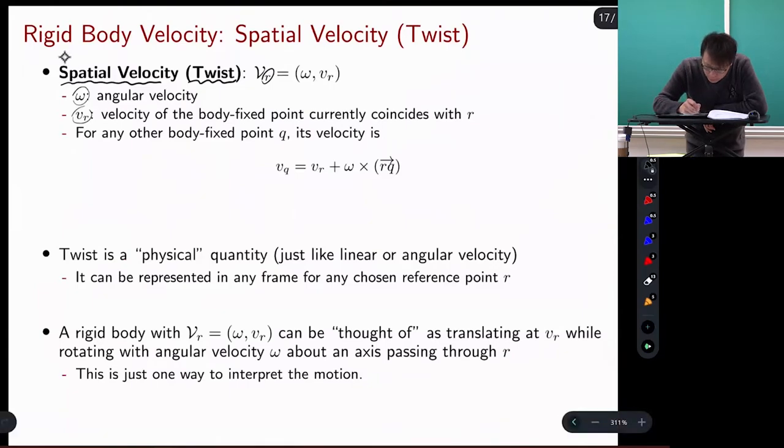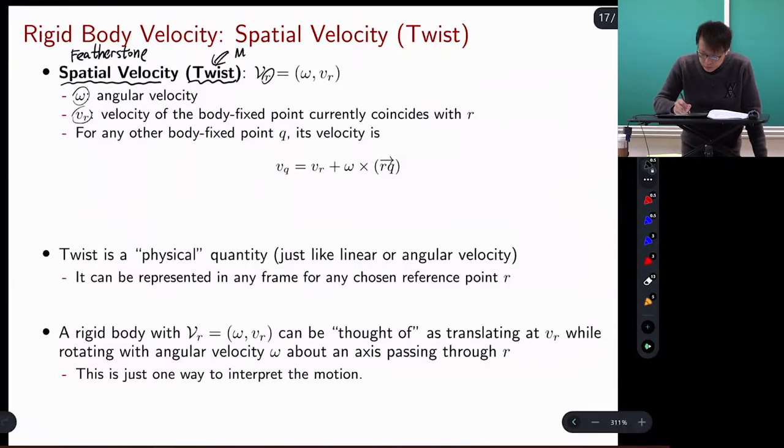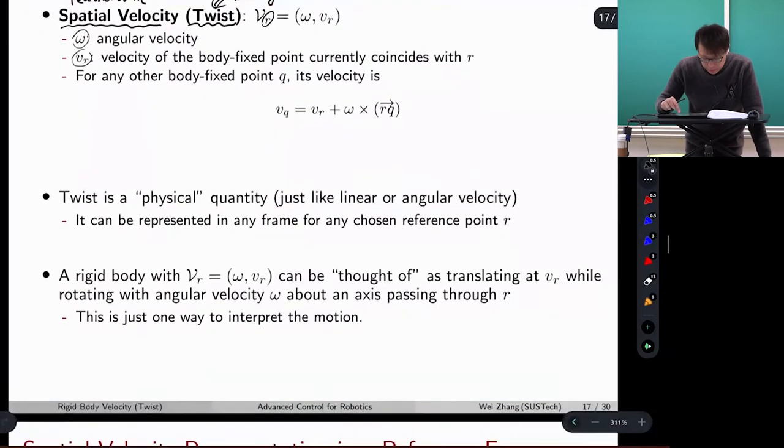So this is more about Featherstone. You can read his book. I think everyone can find the PDF version of the book. And twist is more, let's say, Murray and Lynch, they use twist, they're the same. Twist and spatial velocity, I'll call them interchangeably, okay?